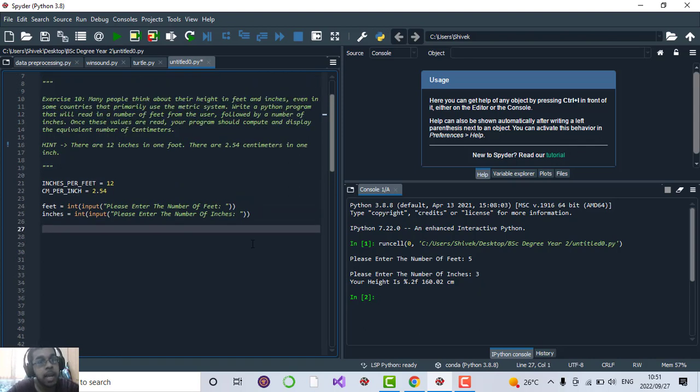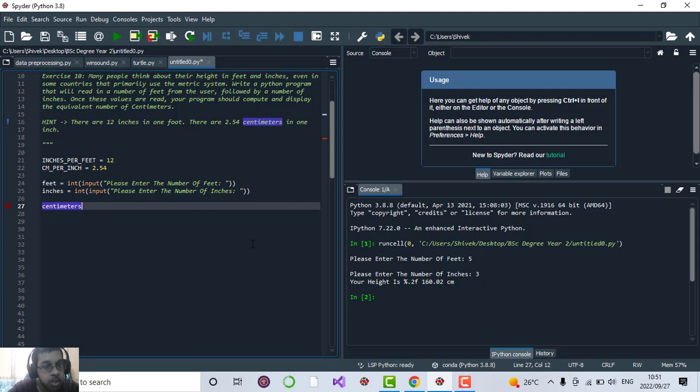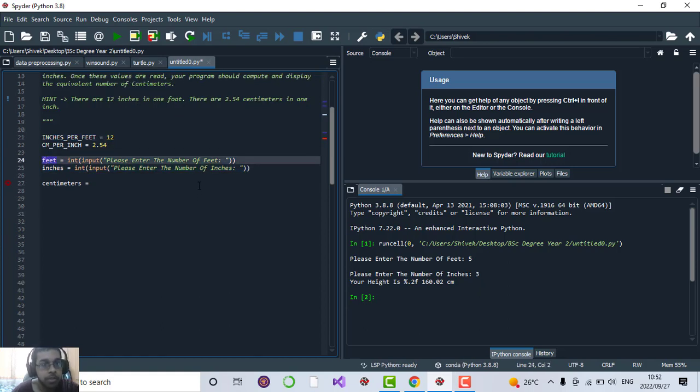I think now it's time for the actual maths. We'll have one variable called centimeters. There are different ways to go about doing your calculation, but a very easy approach would be, you see, we are working with feet and inches. 12 inches make up 1 feet. That should be our first conversion. This will make sense in a minute what we are doing exactly.